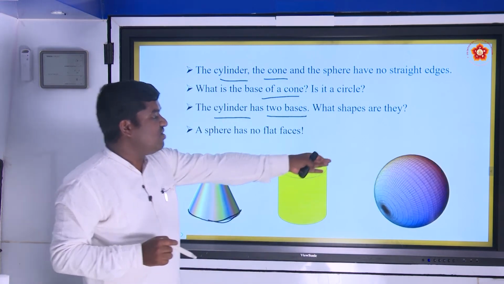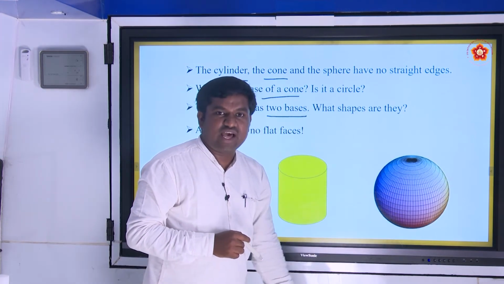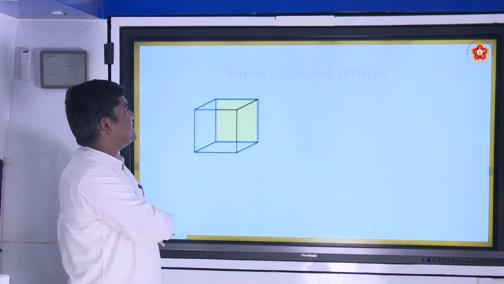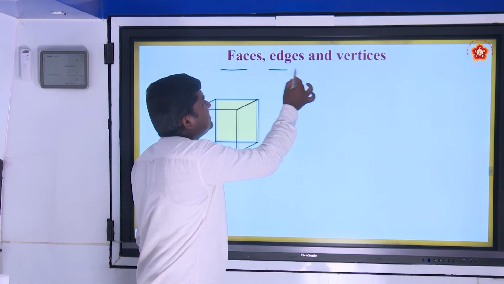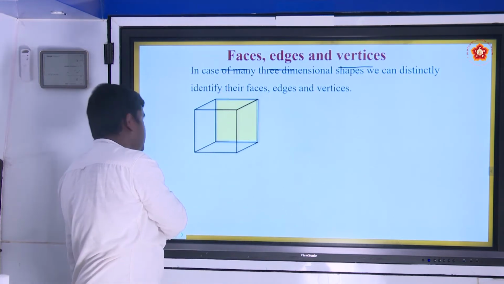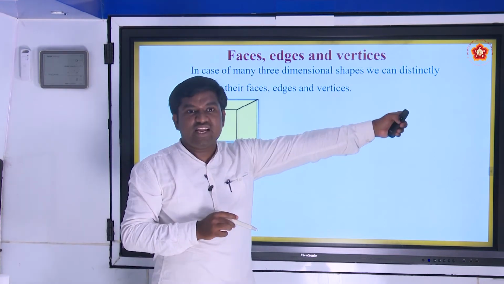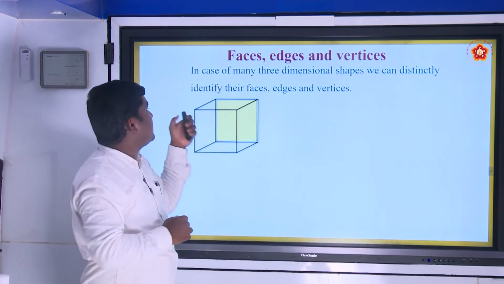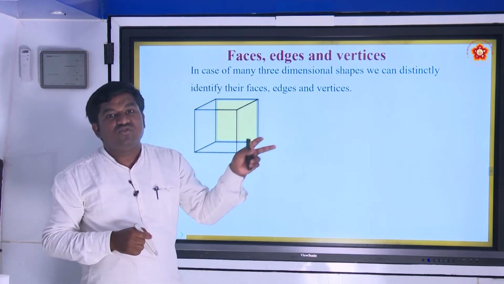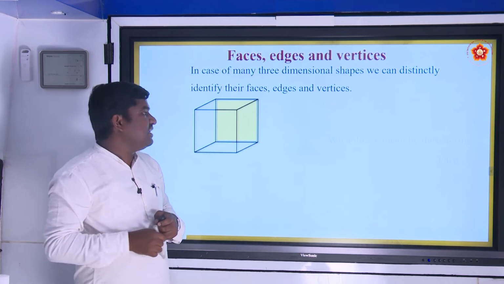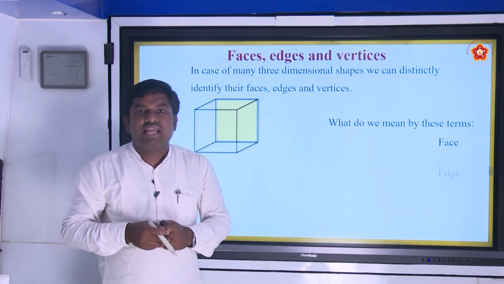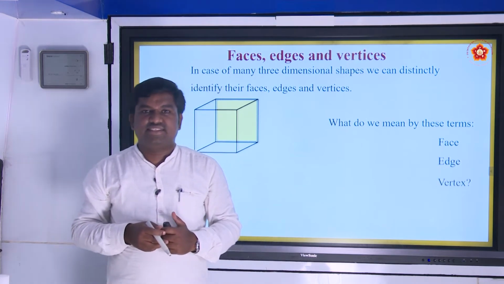No, there is no flat edge in this sphere. Yes, faces, edges and vertices. Yes, in case of many three-dimensional shapes, we can distinctly identify their faces, edges and vertices. Okay? Then what do you mean by face, edge and vertex?